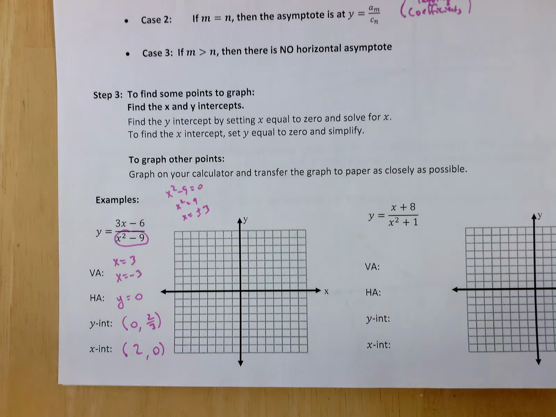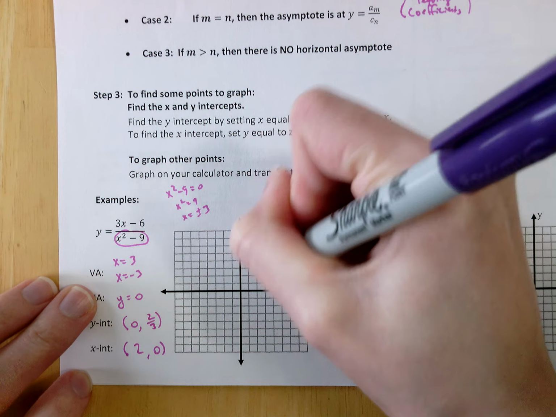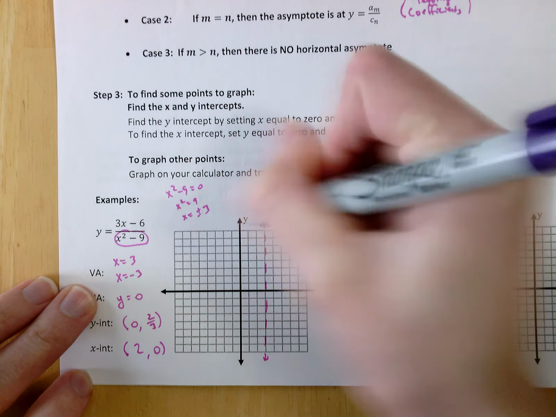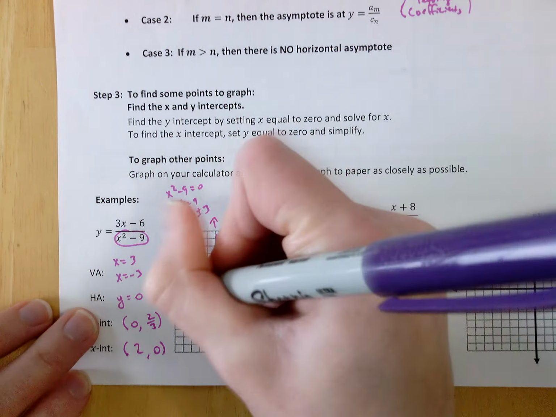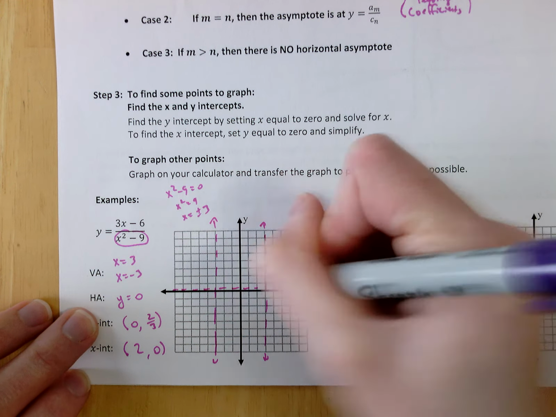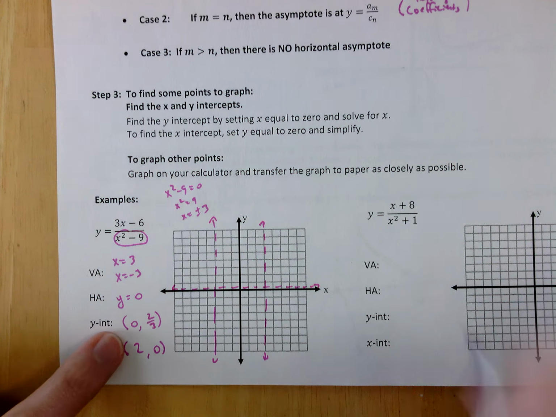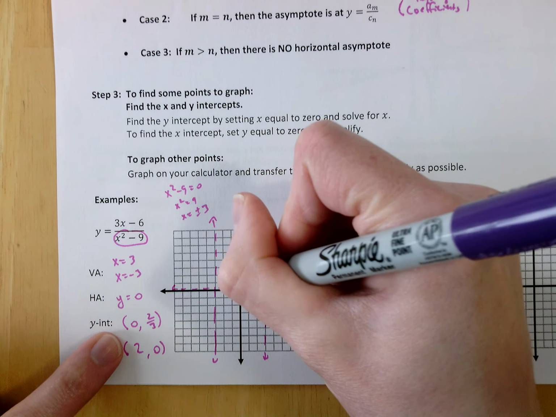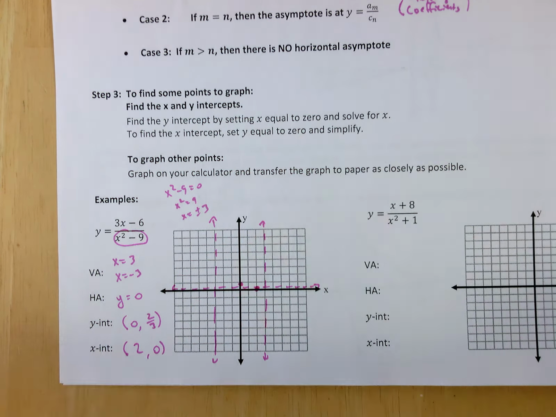Okay, so from there, we're going to go ahead and put on everything that we know here. My vertical asymptotes are at 3 and at -3. Horizontal asymptote at 0. Okay, and then the y-intercept is at (0, 2/3), so that's about there. And this one's at (2, 0), which is about there. And that is as much as we can do just on our own.